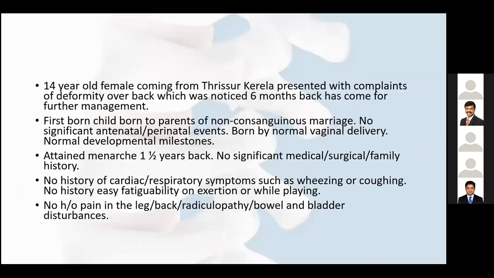A 14-year-old female coming from Thrissur, Kerala, presented with complaints of deformity over the back, which was noticed 6 months ago and has come for further management. She was the first-born child born to parents of non-consanguineous marriage. No significant antenatal or perinatal events. She was born by normal vaginal delivery, with normal developmental milestones. She attained menarche 1.5 years back.